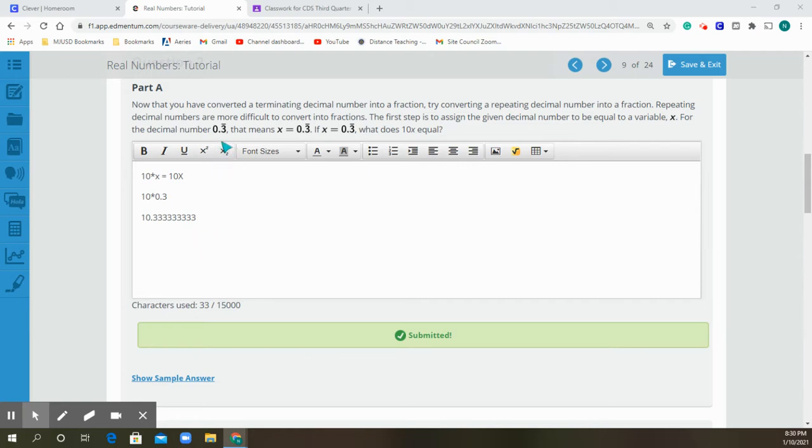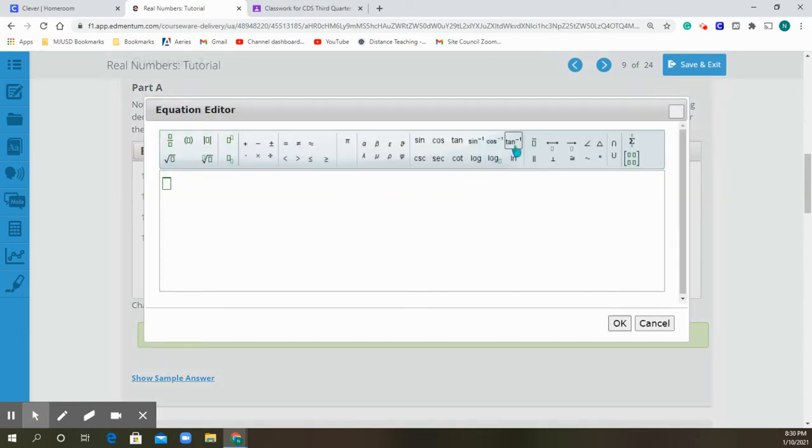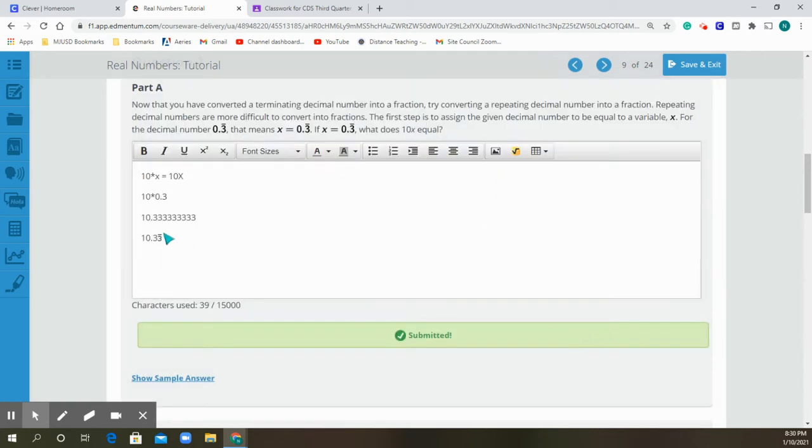Let's go. All right. So first thing here is 10.33333. The way you say that is 10.3 bar. And the way we make that symbol is by typing the 10 and then 0.3, then in the equation editor, this symbol right here, bar accent over the 3. So it's 10.3 bar. That's how we get that.